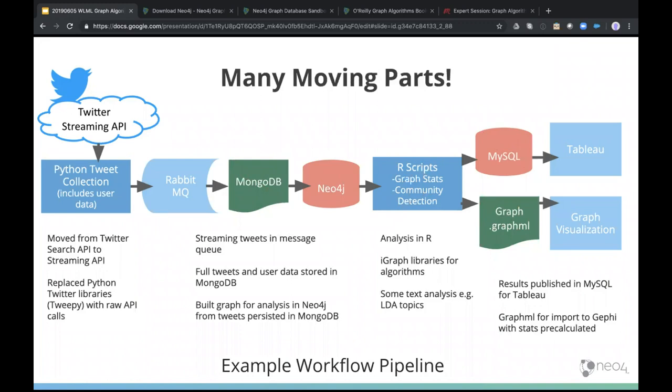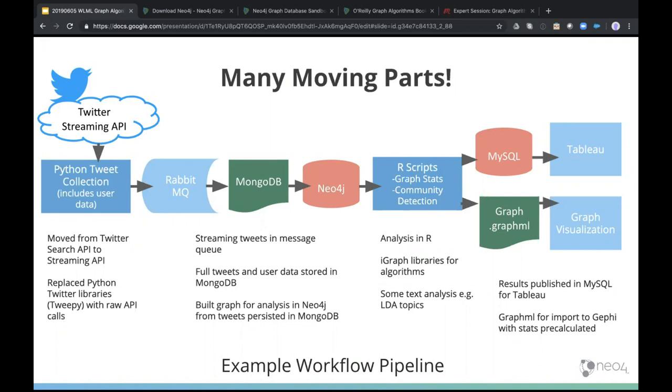I don't know why he specifically chose that, but I'm guessing it was related to data ingestion speed or data collection speed or something like that. I understood MySQL because Tableau plugs into that. Yes.